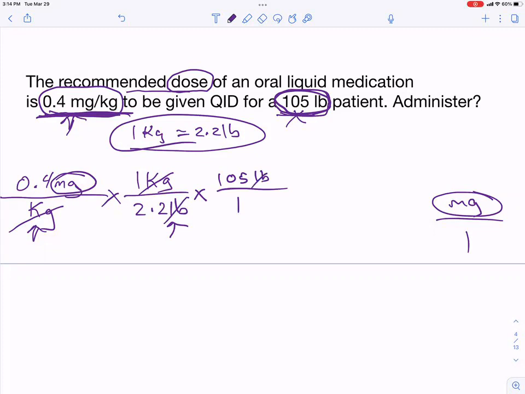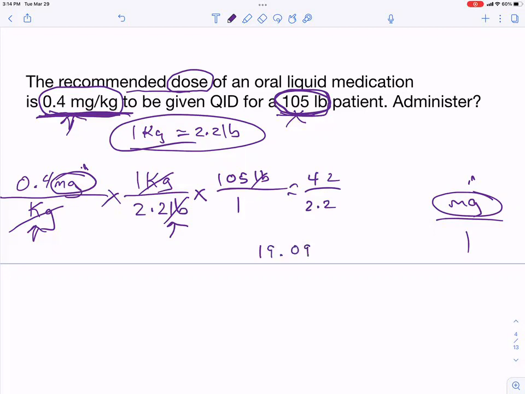So now as I'm looking at my setup and what I've crossed off, all of my unwanted is gone and I'm left with milligrams, and that's exactly what's wanted. So now it's just math. 0.4 times 1 times 105 is 42. And 2.2 times 1 is 2.2.